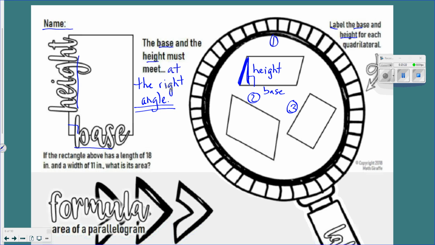So guess on a test what the most likely thing you're going to see is? The test is going to give me a base of 6. It's going to put a line over here of 5. It's going to have a height of 4. I'm going to see 3 numbers. How many numbers do I need for my formula? 2. Area equals the base times the height. So it's 6 times 4, which is 24.